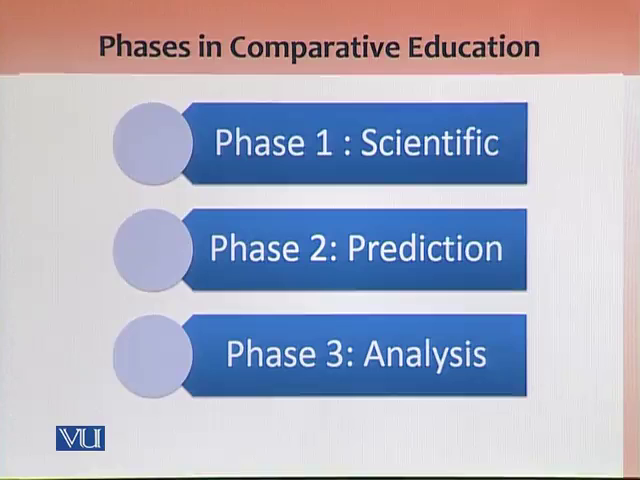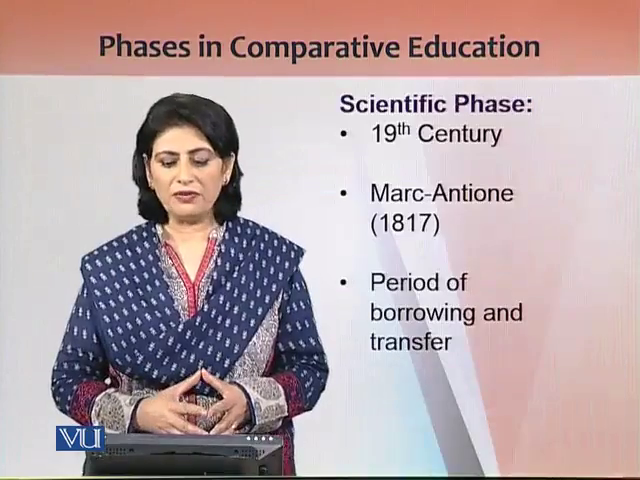The first phase in comparative education can be called the scientific phase. The second phase can be called the prediction phase. Phase 3 can be called the analysis phase. Let's look at the scientific phase.